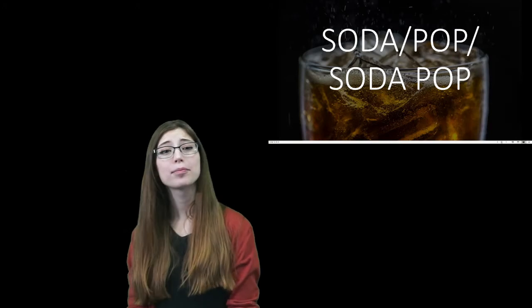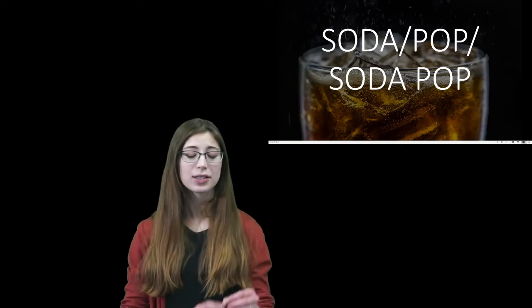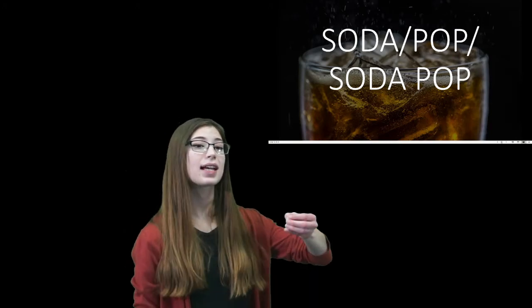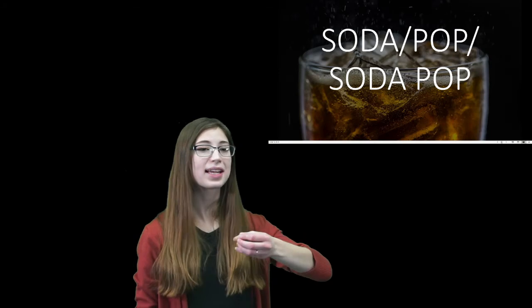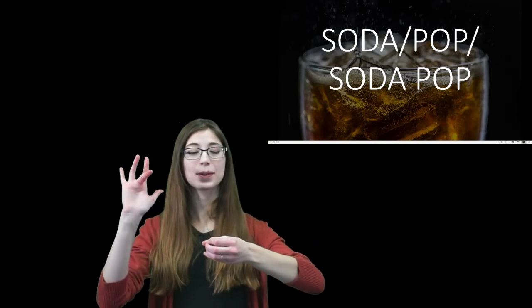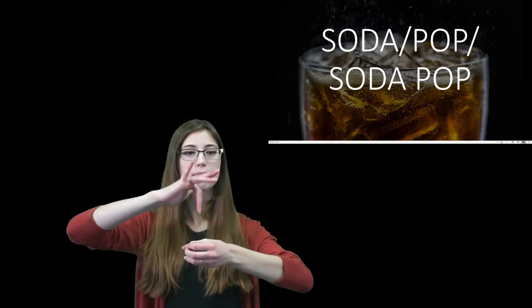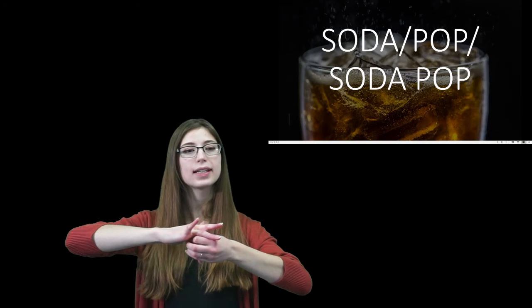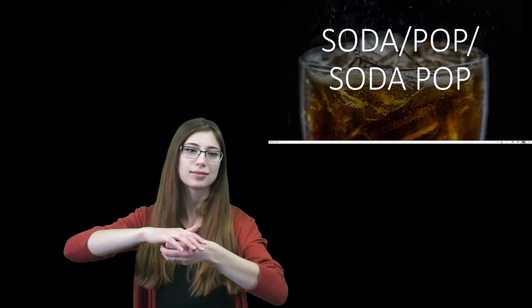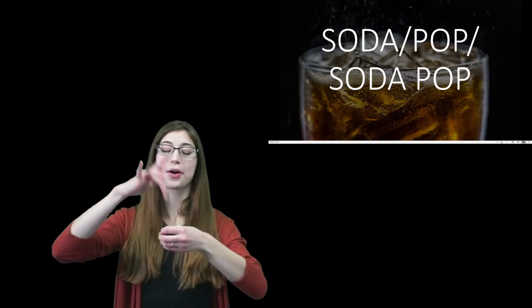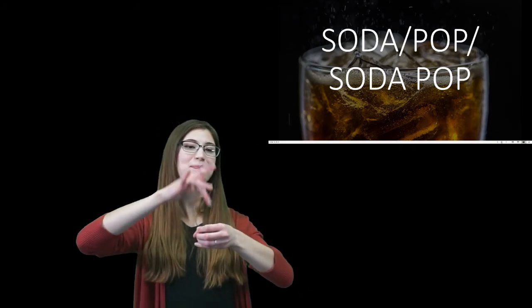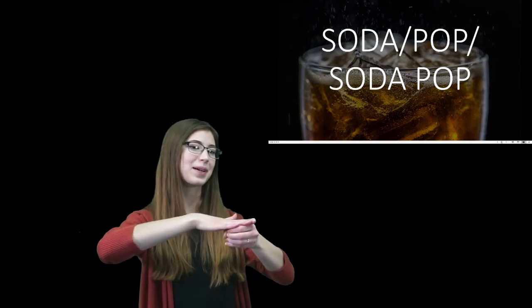Soda pop. Non-dominant hand is going to be a can of soda pop with an O handshape. A 5 handshape is going to punch a hole into the top of your lid and then slap the top of your can. Make up your own reason as to why. Soda pop. Soda.